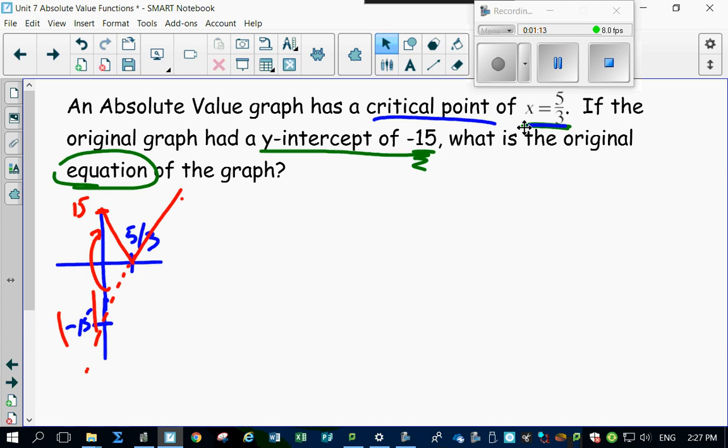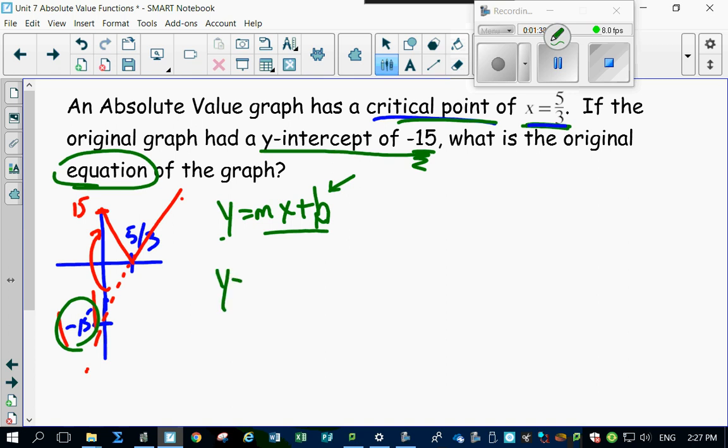Now, here's the interesting thing. We've got to develop the equation for this. Well, it's easy because it's built on y equals mx plus b. It's a linear equation. You only have one critical point. If you had two critical points, then you know it's a quadratic and we'd have to take a different strategy. But I want to determine y equals mx plus b using this idea. Well, absolutely. Here's the y-intercept. That's your b value right off the bat.